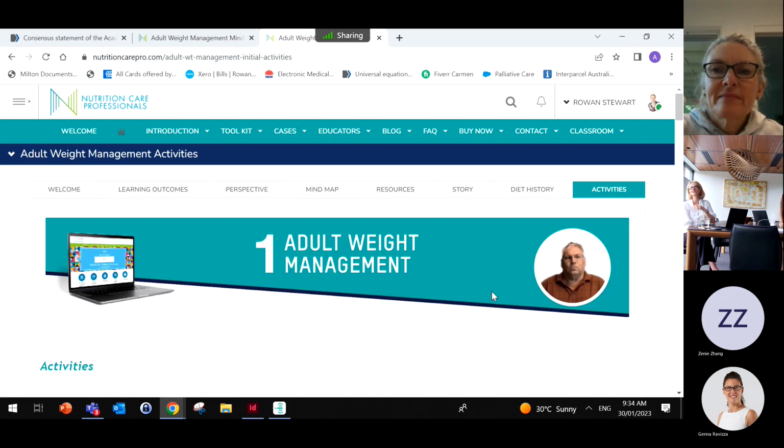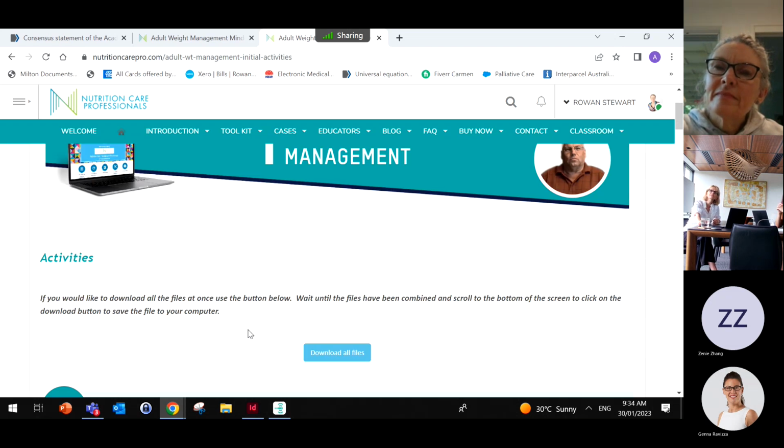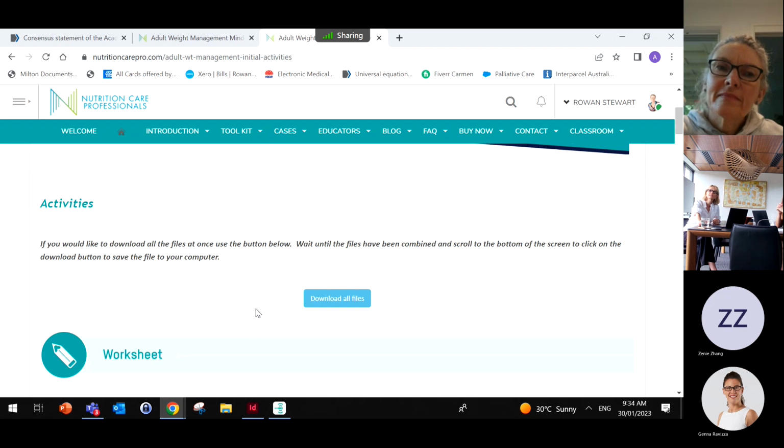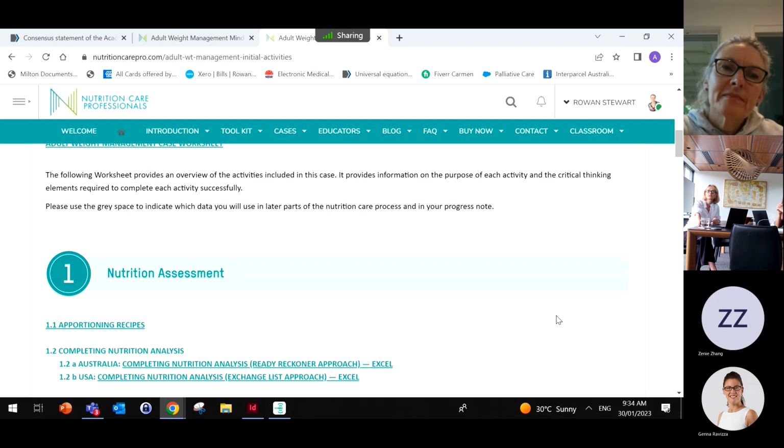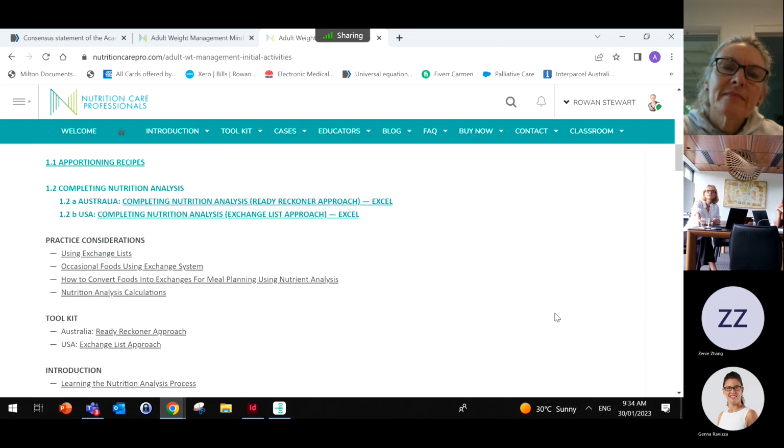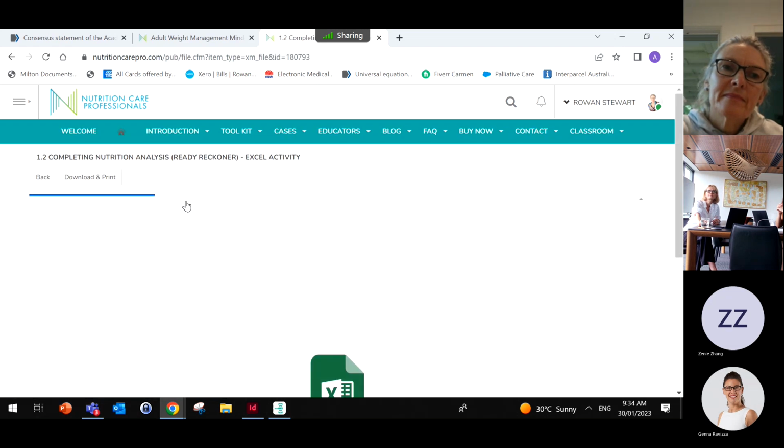Now, for all of our cases, there are 22 activities, as many as 24 activities. These are activities that are assigned in class for students to work through at a snail's pace originally, so that they bed down the nutrition care process in a practical sense. The first thing that you're asked to do is a nutrition analysis of the patient's diet.